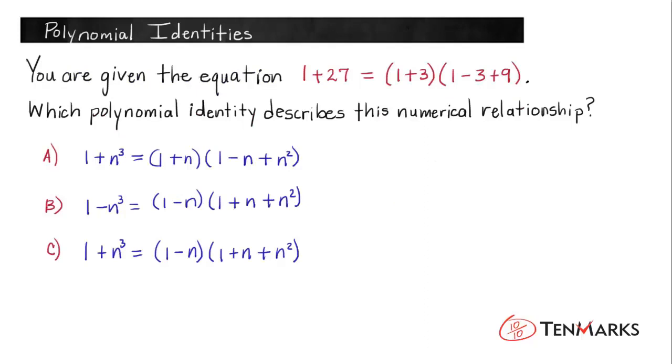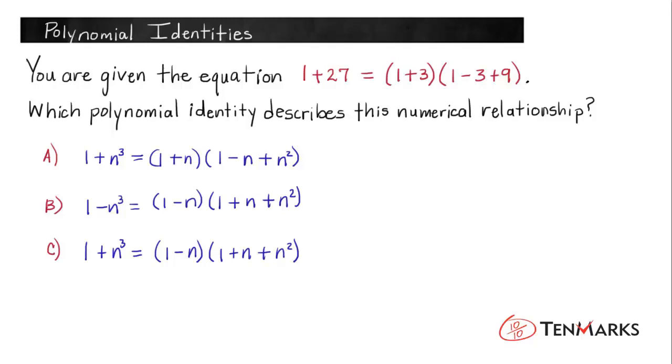You are given the equation 1 plus 27 equals 1 plus 3 times 1 minus 3 plus 9. And the question is, which polynomial identity describes the numerical relationship? And you have three answer choices. When you have a multiple choice question, it's always smart to take a look at what your answer choices are before you do anything else. And we've got for A, B, and C, on the left-hand sides of each equation, a 1 and an n cubed. So we've got a 1 plus n cubed, a 1 minus n cubed, and a 1 plus n cubed. So that kind of gives us a hint of where we need to begin.